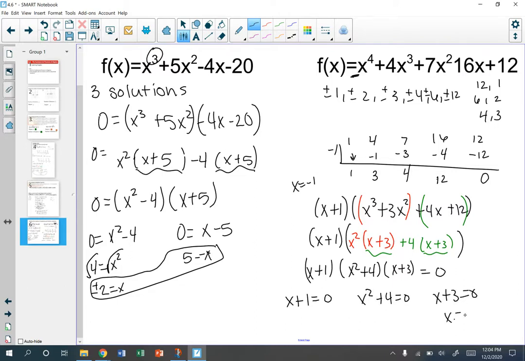And I get x equals negative 3. x squared equals negative 4. So I take that square root, and I get x equals plus or minus 2i, right? Because I have a negative 4. And I get x equals negative 1. So I have 1, 2, 3, 4 answers. It was a 4th degree polynomial, so that is a good check.